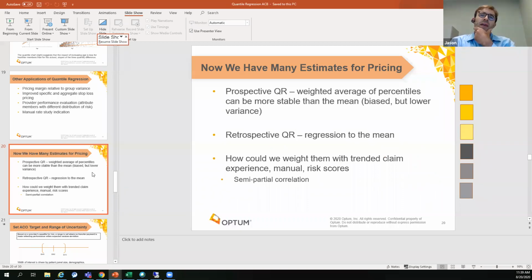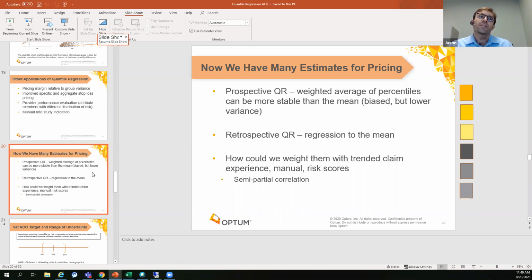I want to mention that I've talked about two new estimates that you can get from quantile regression, and this opens up a new world of estimators. One of these is a prospective quantile regression, just like a prospective risk score. Instead of using the mean, which is like your risk score, you could use some kind of weighted average of percentiles. For the distributions of claims that you get from health insurance, that weighted average of percentiles is actually a pretty good estimator. It's biased, of course. Only the sample average is an unbiased estimator, but it has much lower variance. So you've got a prospective one.